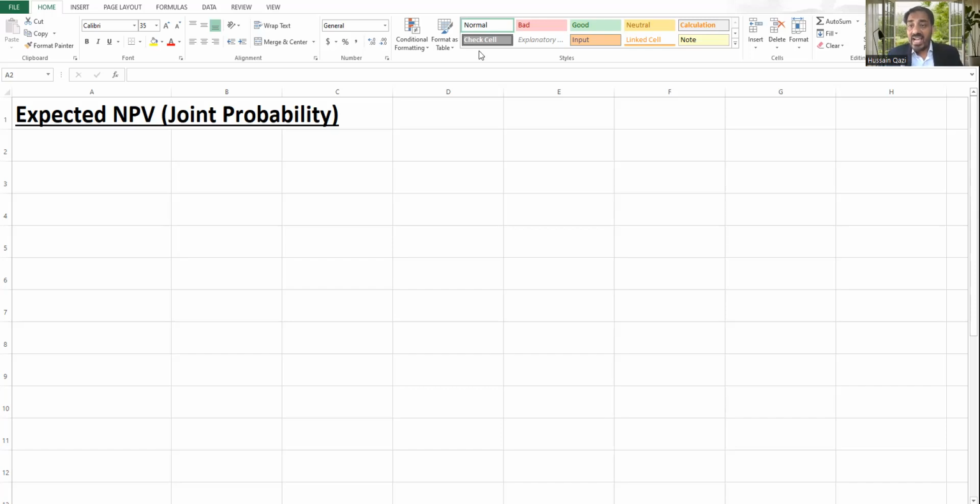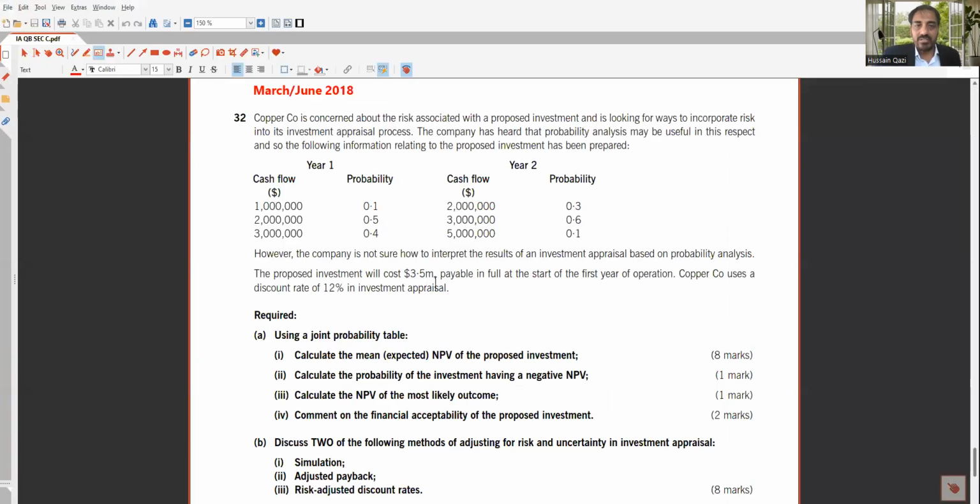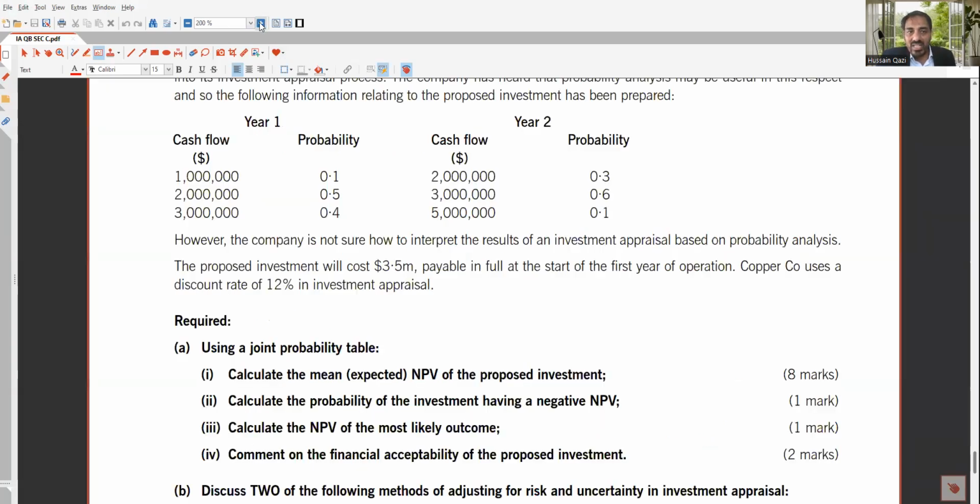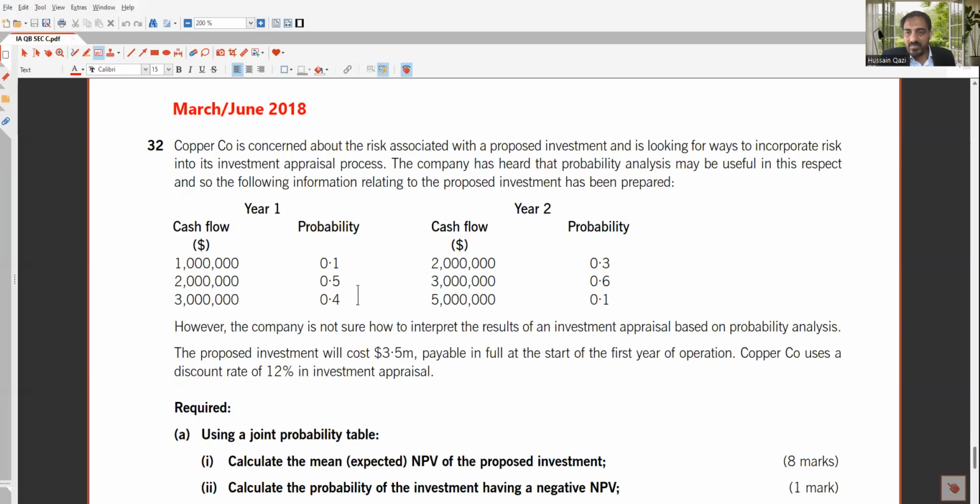Here we will discuss how joint probability incorporates with the calculation of NPV. So first, how to develop the mindset related to joint probability. Although you have already covered the topic, the simple probability affects the NPV calculation. So let's start the discussion of joint probability with a particular exam question. This is a March-June 2018 exam question.